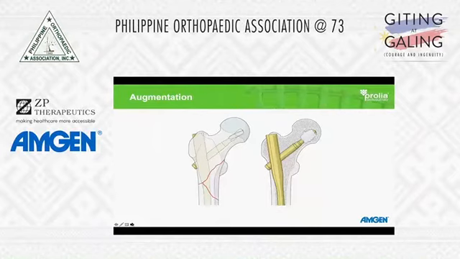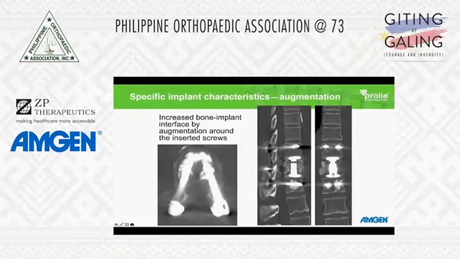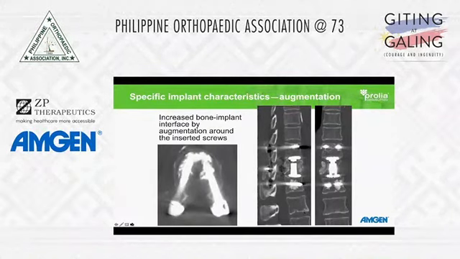Augmentation has taken a step further with the use of implants which are compatible to this technique, including the use of fenestrated holes within your implants, after which application of the implant, you can then inject cement through the hole in the implant and improve the purchase of the end of the implant to the native bone. This has been done in both trauma as well as spine, where you have fenestrated pedicle screws which can increase the bone implant interface by augmentation around the inserted screws.